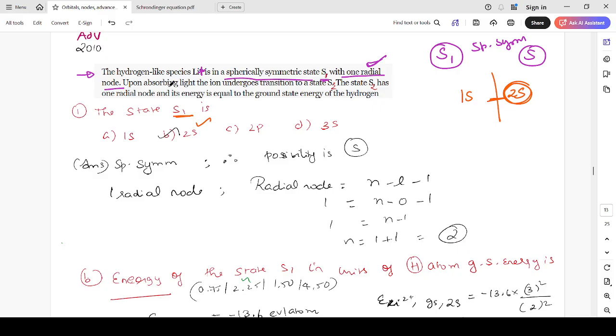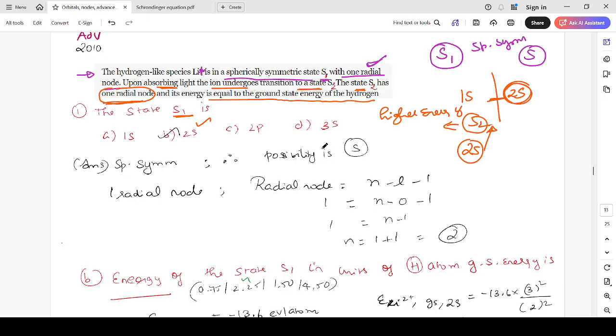Next, upon absorbing light, the ion undergoes transition to a state S2. So from 2s, it is moving to some state S2. Since it is absorbing light, S2 will definitely be a higher energy level. The state S2 has one radial node, and its energy is equal to the ground state energy of the hydrogen atom. So they are trying to relate to Bohr's concept here. Two clues you have got: it has one radial node, and its energy is equal to the ground state energy of hydrogen.